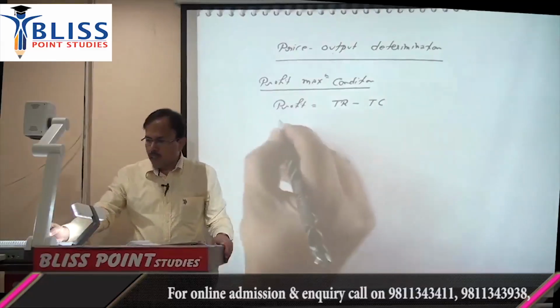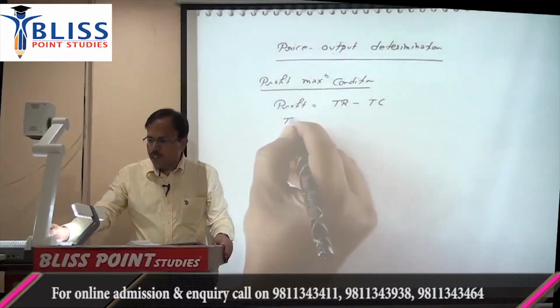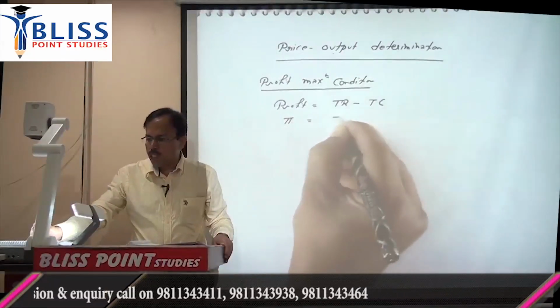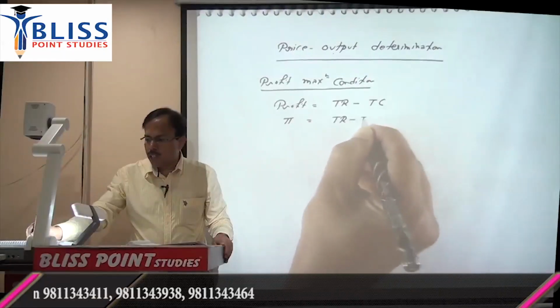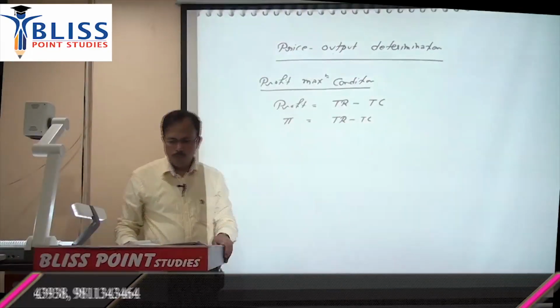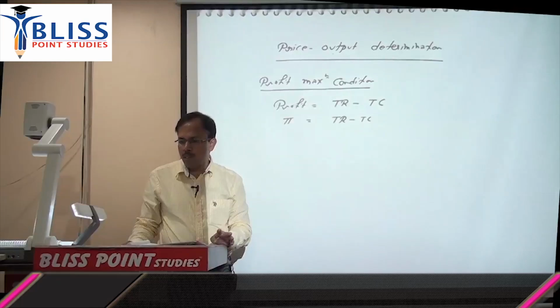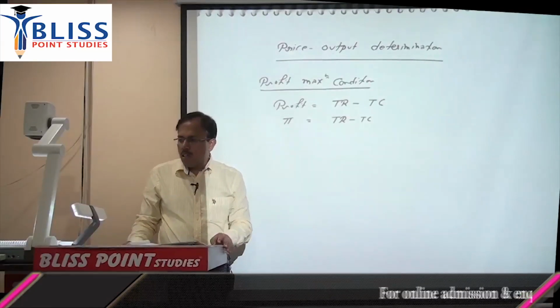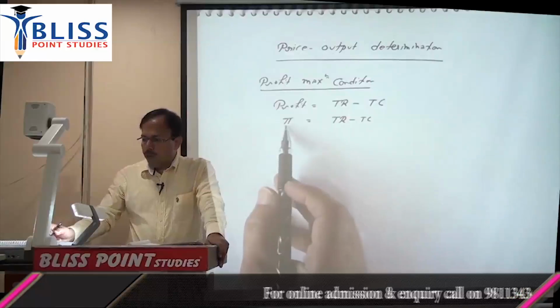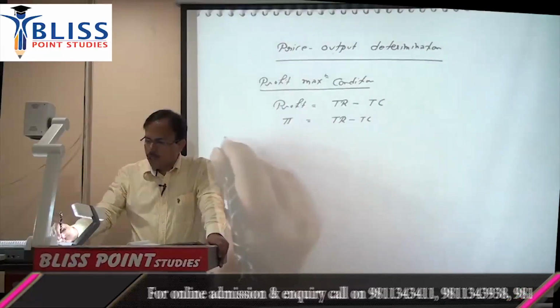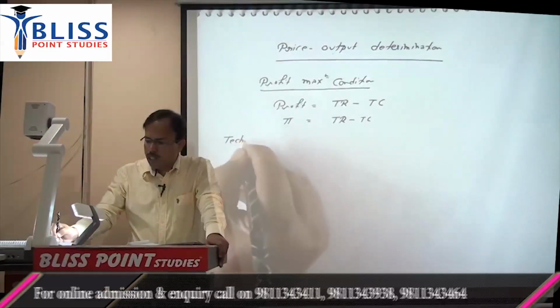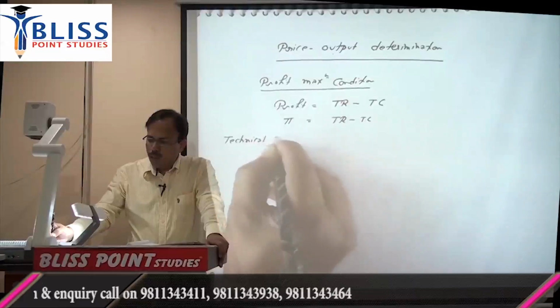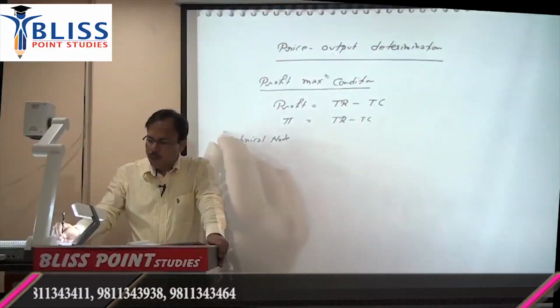Now denote profit with the symbol pi. So it is TR minus TC, total revenue minus total cost. So if you have to determine the profit condition, now I am using this technical note. Okay, we will just understand it this way; do not use it in the paper.